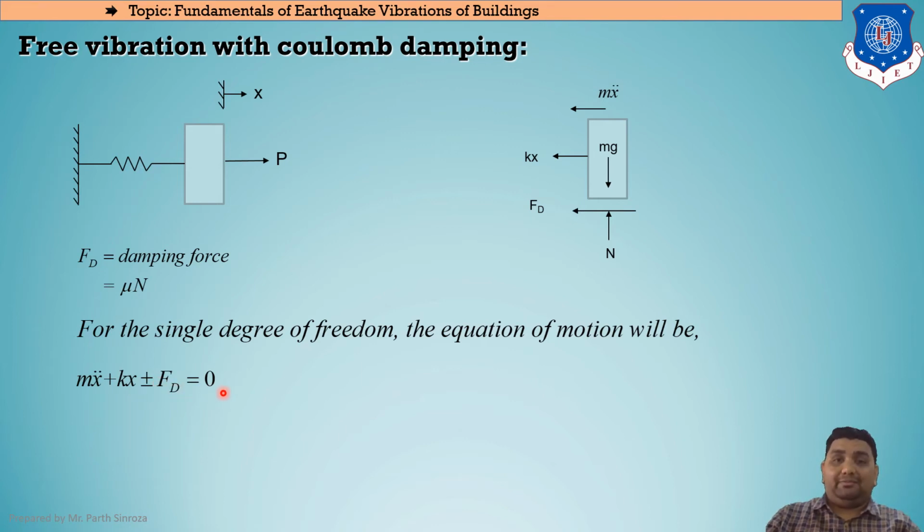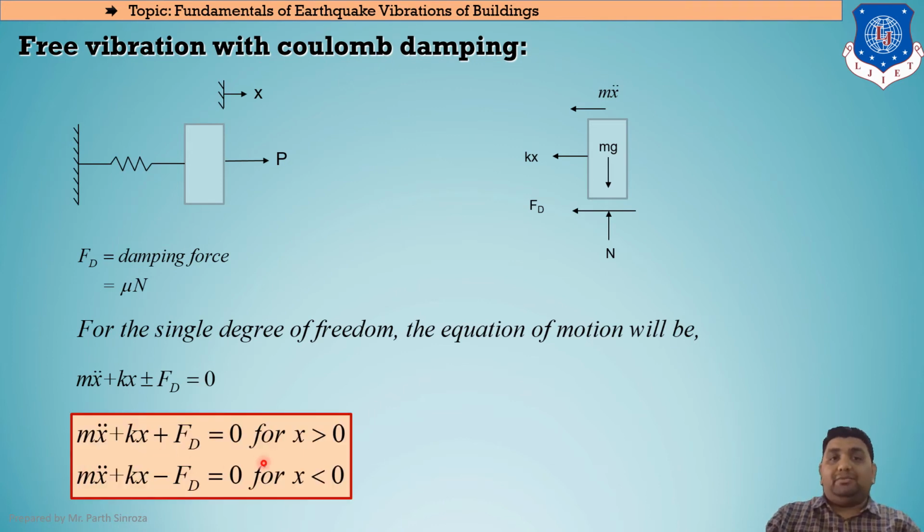Why plus or minus Fd? Because there are two possibilities. The value of Fd can be positive and the value of Fd can be negative. It depends upon the displacement of the body. So if x, that is our displacement, is greater than 0, then the term Fd, that is our damping force, will be positive, and if the displacement is less than 0, then our damping force will be negative. Clear? So these are the two cases that you will remember for the numerical problems.